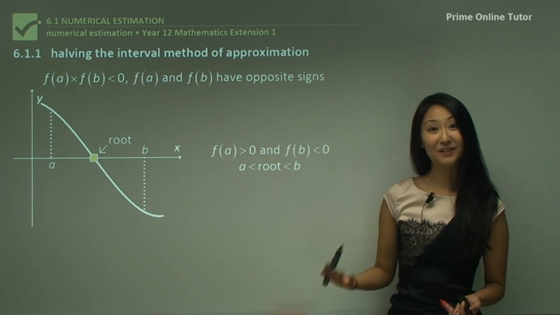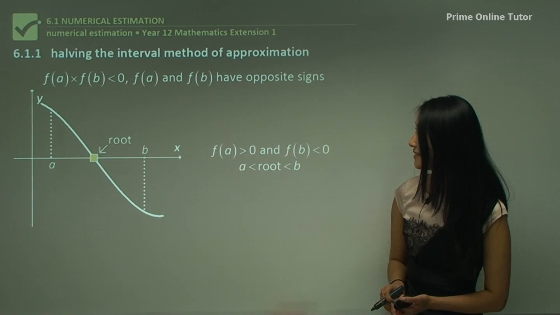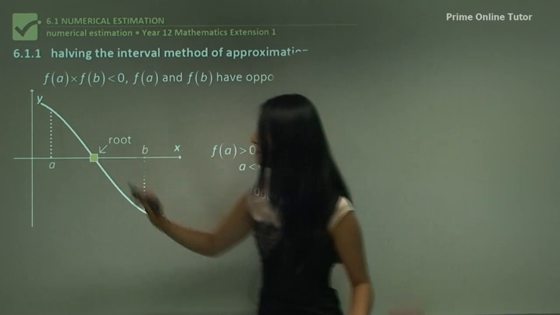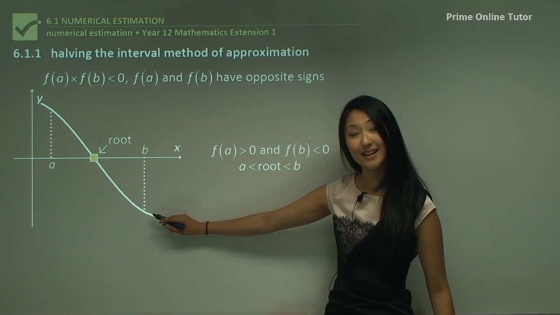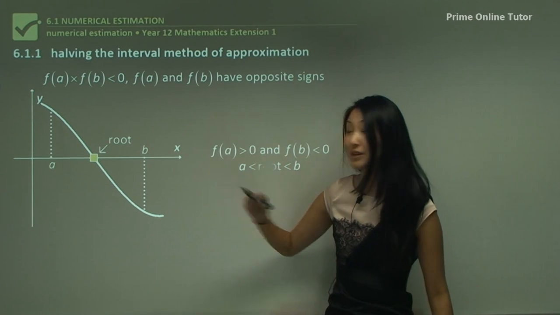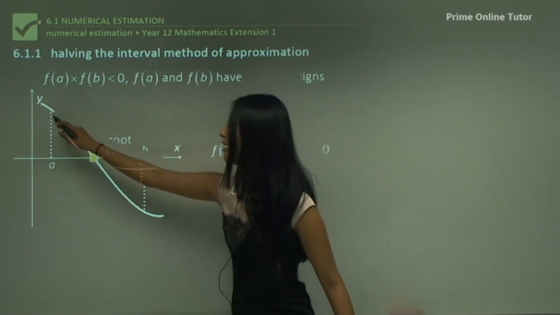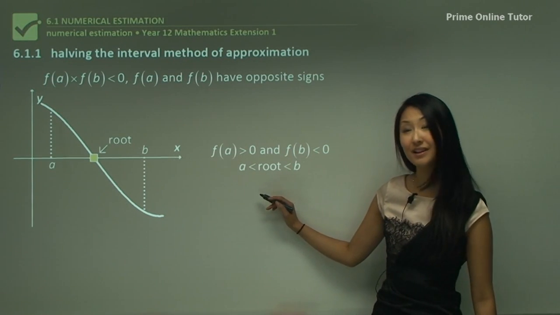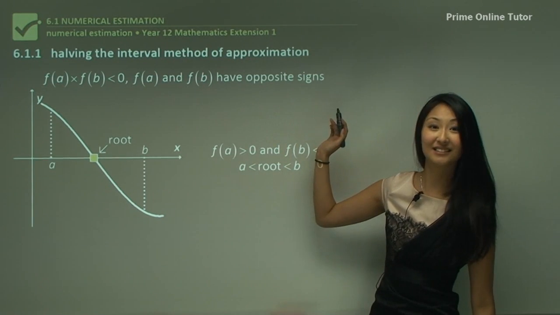So let's take another look at an example of this. In this case, A is positive, you can see that up here, and B is negative, you can see that down there. We're assuming that it has to cross somewhere in between A and B to have a root because they have opposite signs.